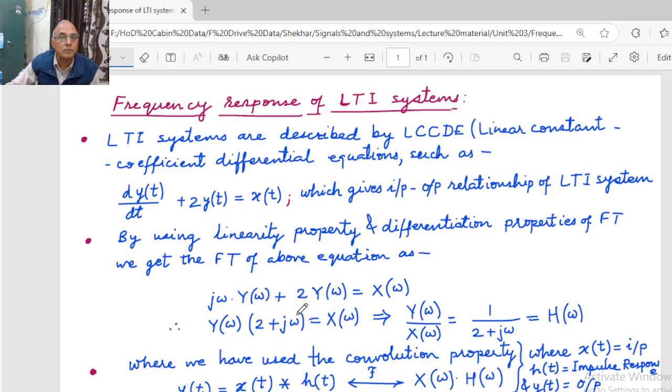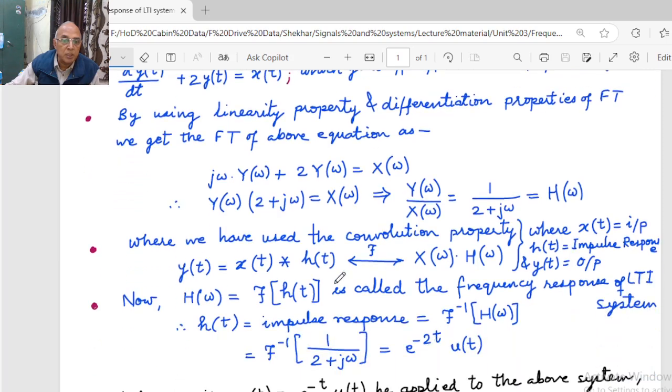In this video, we try to see the frequency response of LTI systems. The frequency response is given by the term H omega, and this is basically the Fourier transform of the impulse response h(t), that is, H omega is equal to the Fourier transform of h(t).